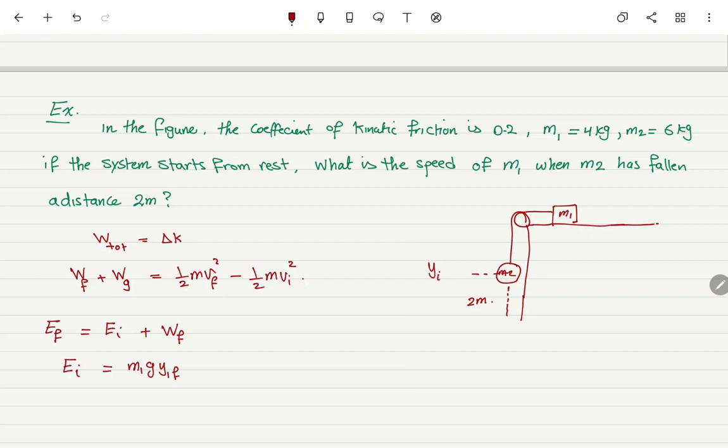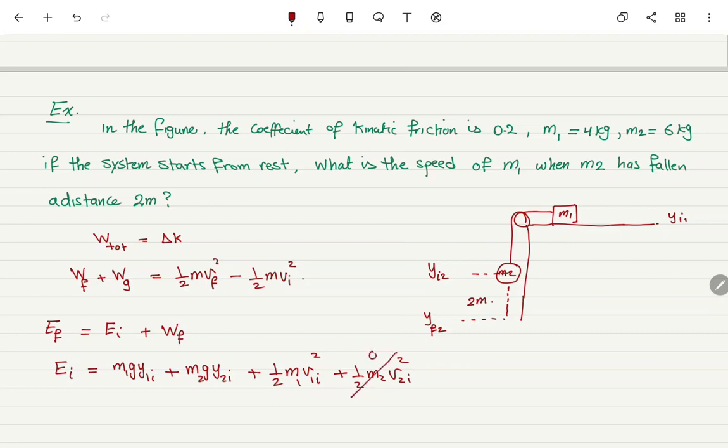So this is y initial 2, and this is y initial 1, and this is y final 2. So E initial equals M1 g y1 initial plus M2 g y2 initial plus half M1 V1 initial square plus half M2 V2 initial square. And remember, the whole system is at rest, so no velocity here. Again, for the other system it's equal to 0, and the initial position is equal to 0, this one here, and this one 0 for this case as well.